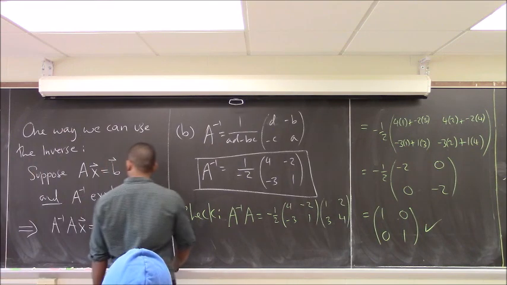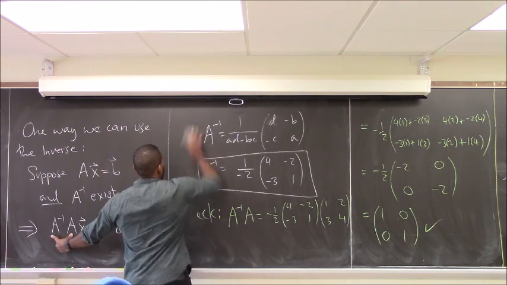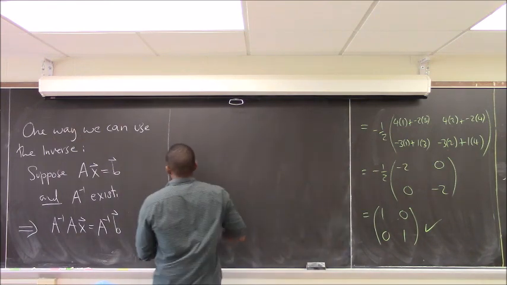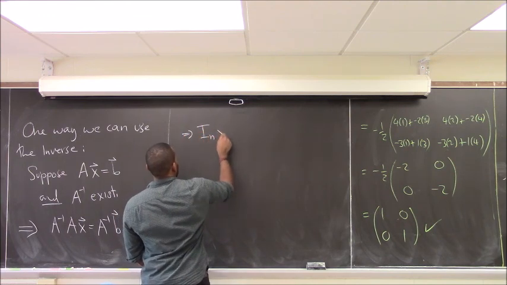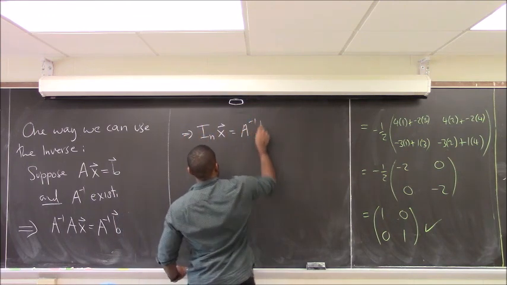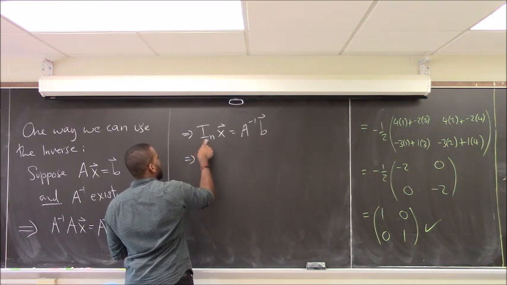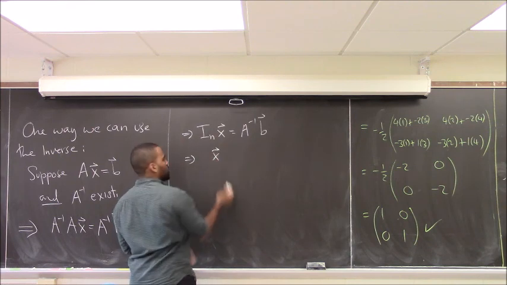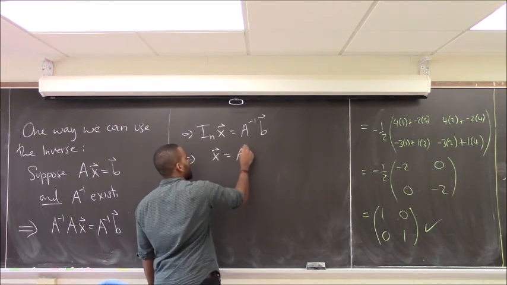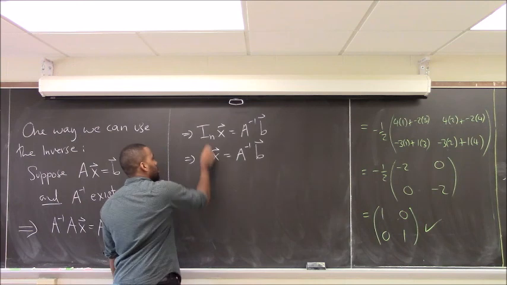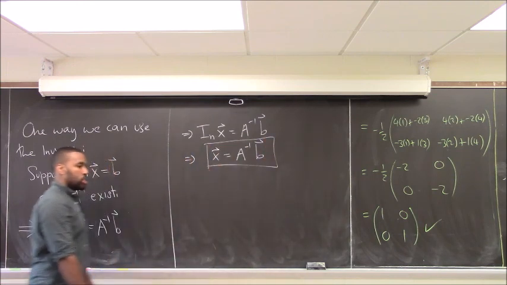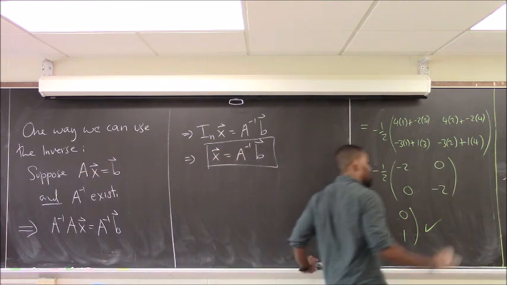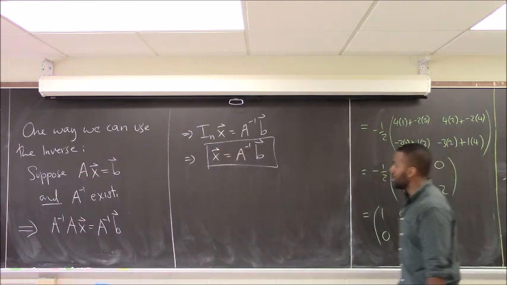And what's A inverse times A? It's the identity. So this would mean I get I_n times X equals A inverse times B. What's the identity times X? Just X. That's what it means to be the identity. Multiplied by anybody, you get itself. And so you can actually find the solution to a system by left multiplication of an inverse. Not right multiplication, it has to be left multiplication.